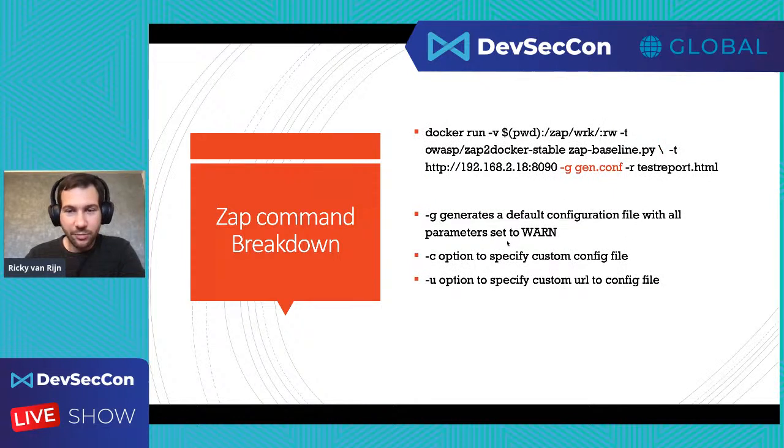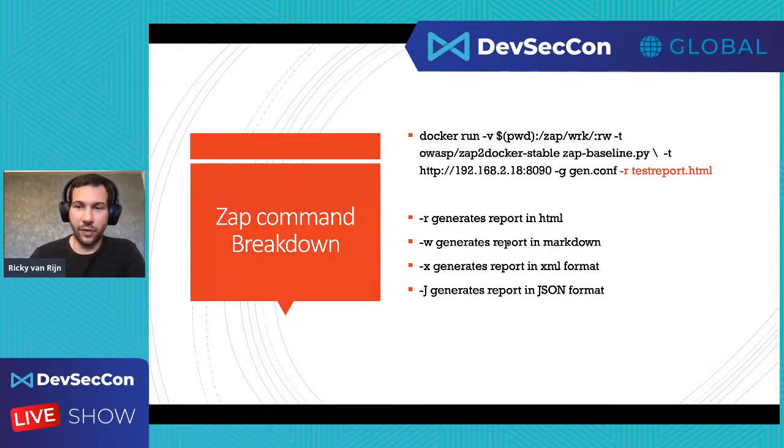Then I'm generating a default configuration file, which in this case, all parameters are default set to warn. Of course, I can specify my custom configuration file or a URL, and that's where the fun comes in. If you got some configuration server or something like that, you can just specify the URL to the configuration file, and then you can load that. You need to make sure that it's up and running, but hey, again, it's kind of dynamic and I kind of like it automated. That's my point of view.